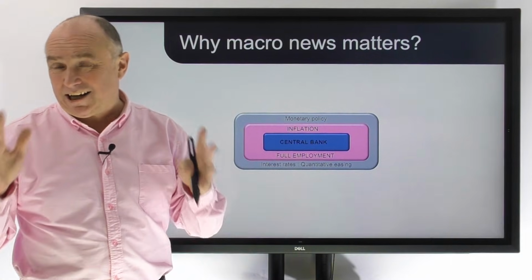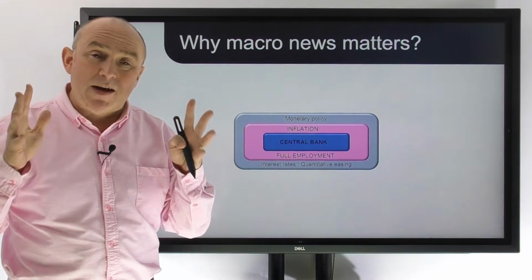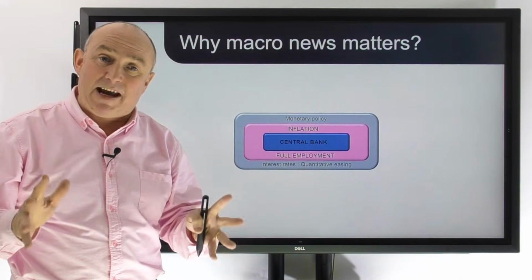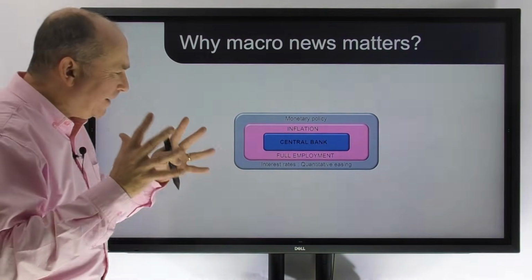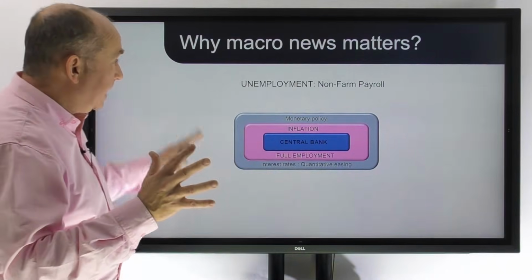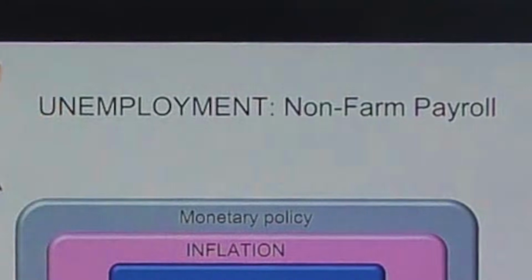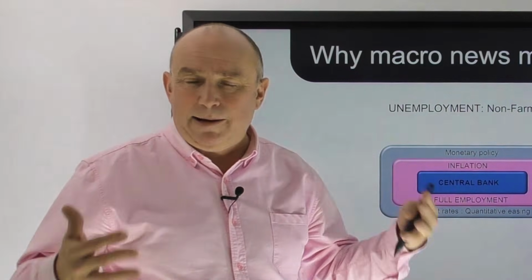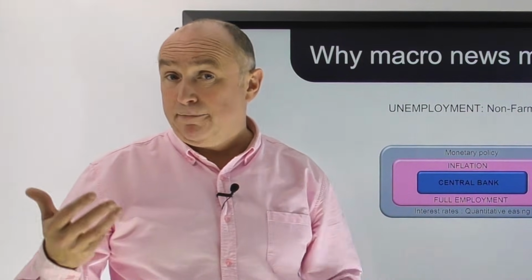And that's why, as traders, it's important that we understand what these news events mean and how they affect the market. Now, the biggest news event of the calendar month is unemployment. In the US, this is called non-farm payroll. Unemployment, everything stems from employment.